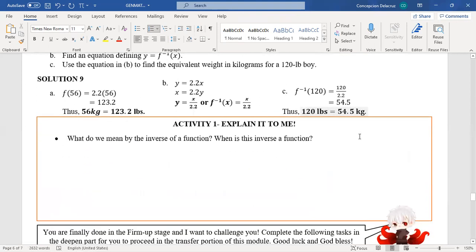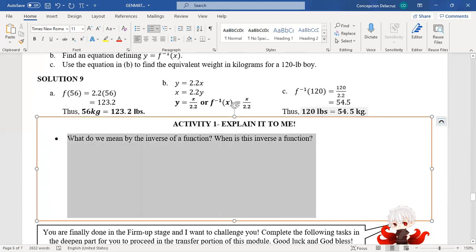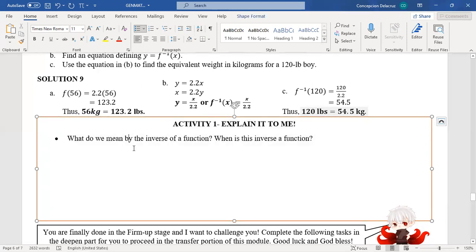So that's it. Now you're going to answer the activities given. First activity: you're going to explain to me what you mean by the inverse of a function in your own words only. When is something an inverse of a function? How do you determine it, and so on.